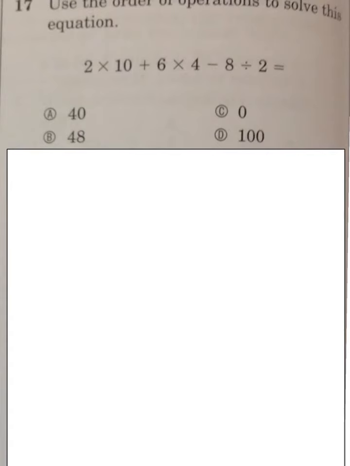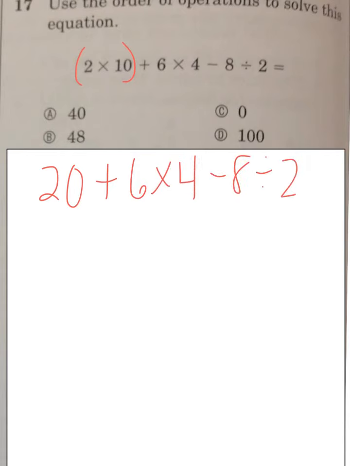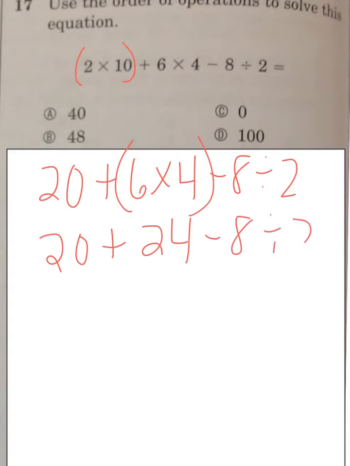17, use the order of operations to solve this equation. 2 times 10 plus 6 times 4 minus 8 divided by 2. First, we can do our multiplication and division. 2 times 10 is 20, plus 6 times 4 minus 8 divided by 2. Now we're going to do our multiplication. That's in the middle, 6 times 4, so we have 20 plus 24 minus 8 divided by 2.